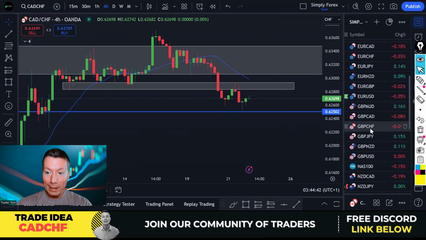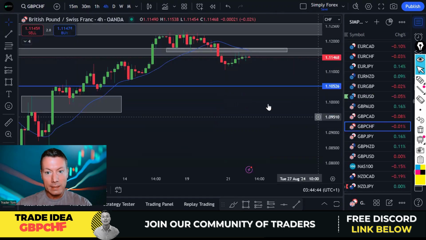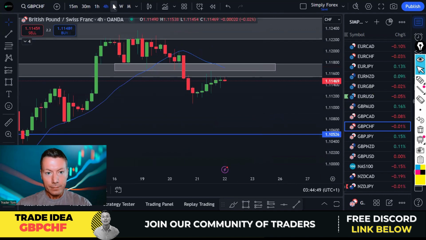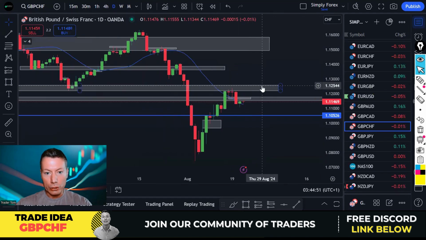The next trade is pound Swiss franc. I'm still seeing this Swiss franc strength in the markets, guys. Now, again, let's start with the day chart.